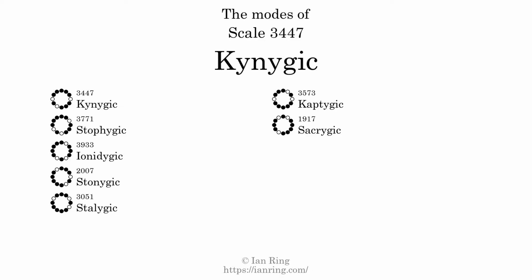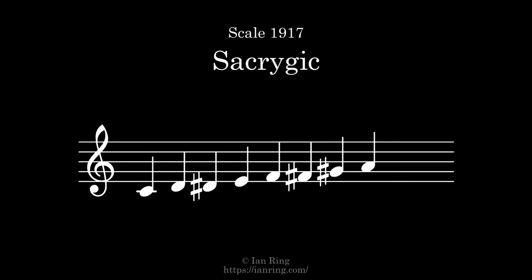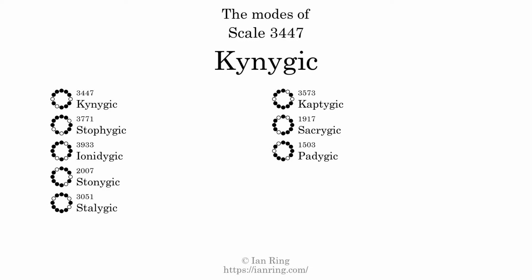The seventh mode is scale 1917, also known as Kynygic. It sounds like this. The eighth mode is scale 1503, also known as Stalagic. It sounds like this.